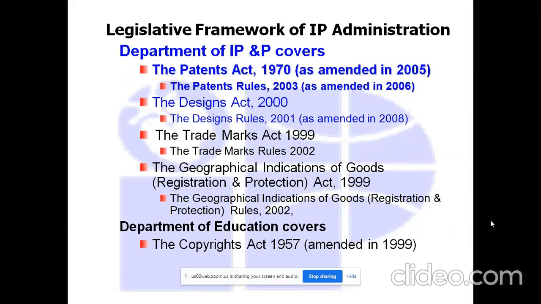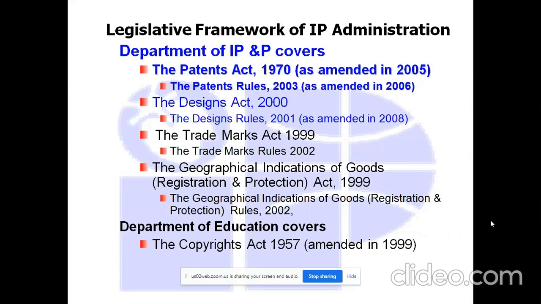The copyrights come under the umbrella of IPR, intellectual property rights, right? Then the Patent Act comes in 1970 and was amended in 2005. The patent rules and regulations were amended in 2006, right? The Design Patent Act in the year 2000.